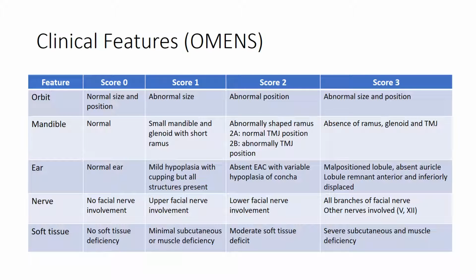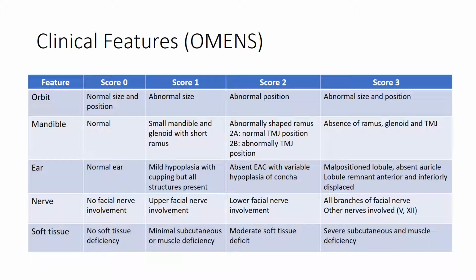For the ear, it ranges from mild hypoplasia with cupping, but all the structures are present. That would be a score of 1. Absent external auditory canal with variable hypoplasia of the concha would be score 2. And then a malpositioned lobule with absent auricle, with just a lobular remnant left externally, that would be a score 3. And the presence of the middle ear structures is not part of the scoring system, but sometimes the middle ear structures are affected in this condition.